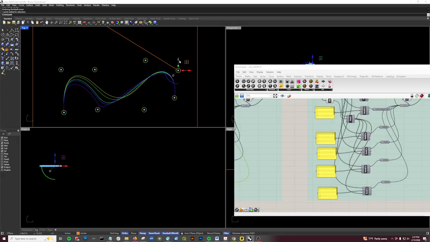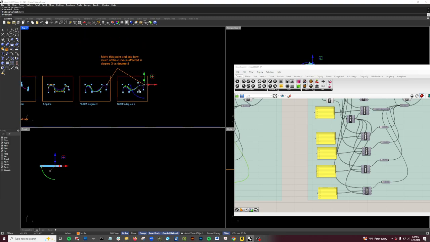Whereas over here, if I move this, you get more movement in this part of the curve being affected by that control point because this is a higher degree curve. This is a degree 5 curve.